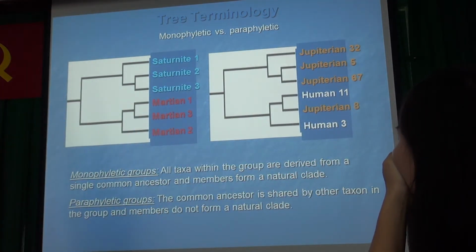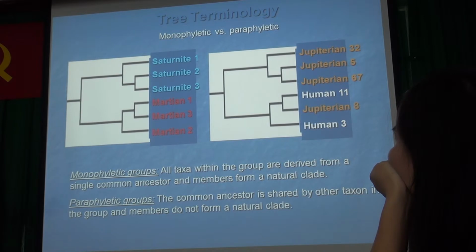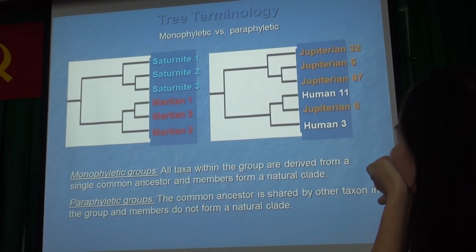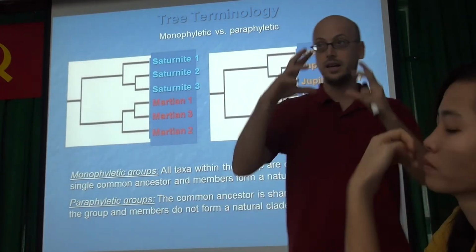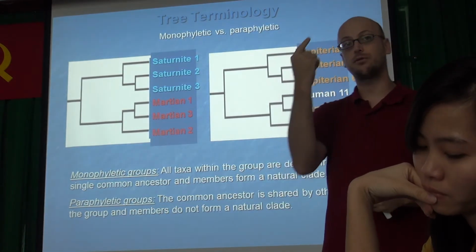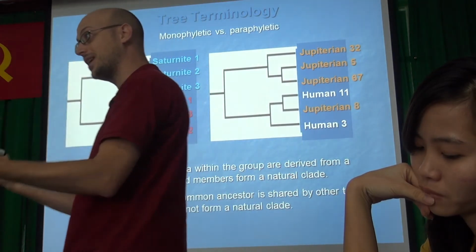One more thing. You may not always come across this terminology, but it's important to know. We have monophyletic groups and paraphyletic groups. Mono means one, para means many. So monophyletic means that all of the taxa in a group came from one place. They are all similar. They all have the same ancestor.